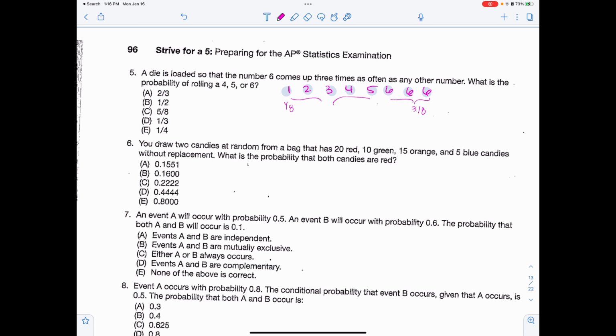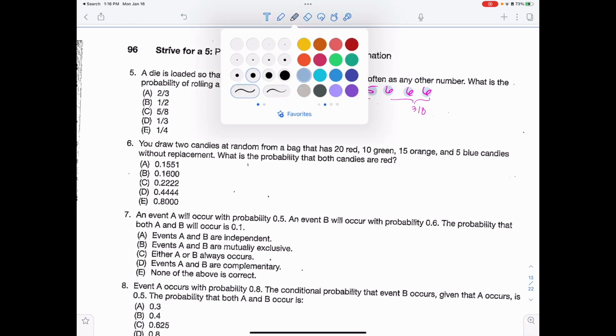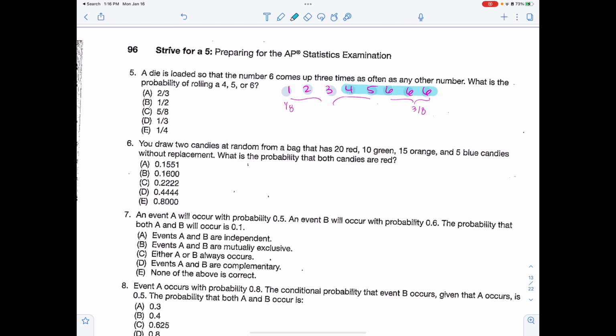So it says, what is the probability of rolling a 4, 5, or 6? So 4, 5, or 6 is just this here. So this is going to be 1/8, this is 1/8, and this is 3/8. So we're just going to add them together. And that's going to be 1/8 plus 1/8 plus 3/8, which is 5/8.